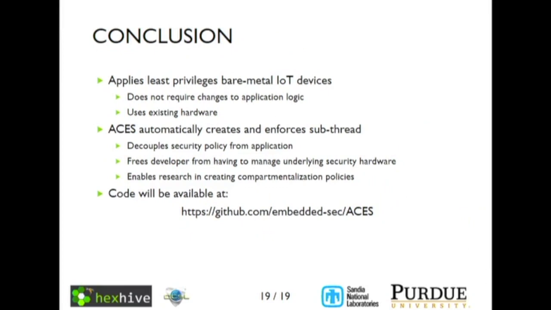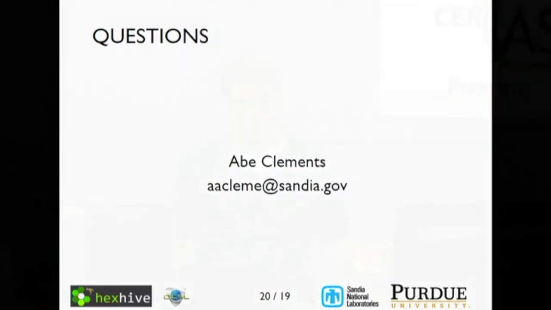So in conclusion, ACES applies least privilege to bare metal IoT devices. It doesn't require changes to the application logic, and it works on existing hardware. It automatically enforces sub-thread level compartments and decouples implementing the compartments and the policy from the application, and will enable research in how to best create those compartments. It will also be available on GitHub as soon as it gets through review at Sandia. So I can take any questions on this.